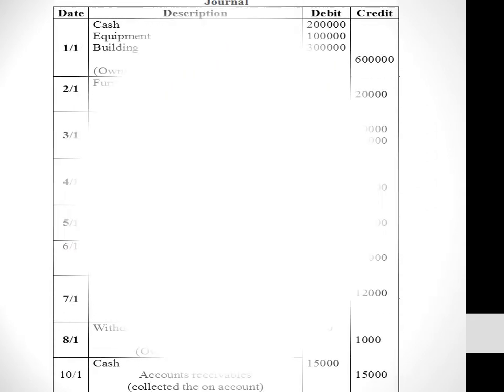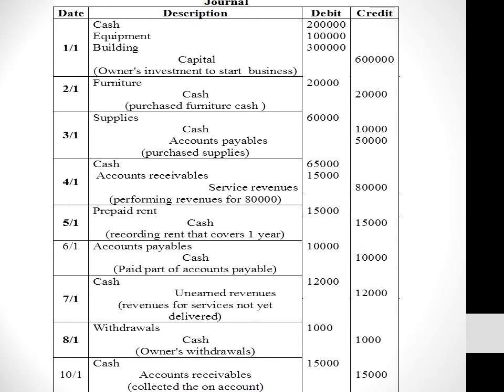Finally, your journal will look like this and you'll be able to post the figures to the ledger. All these figures will be transferred and posted to the ledger, and then finally to prepare the trial balance.